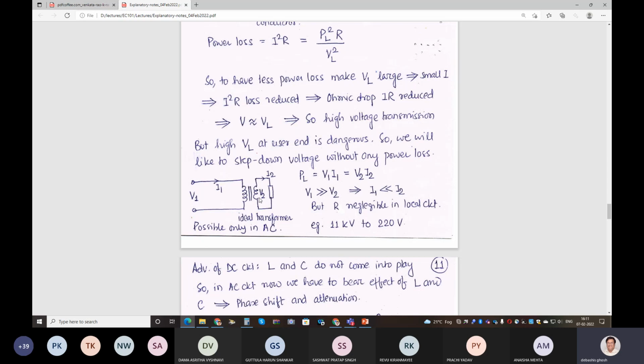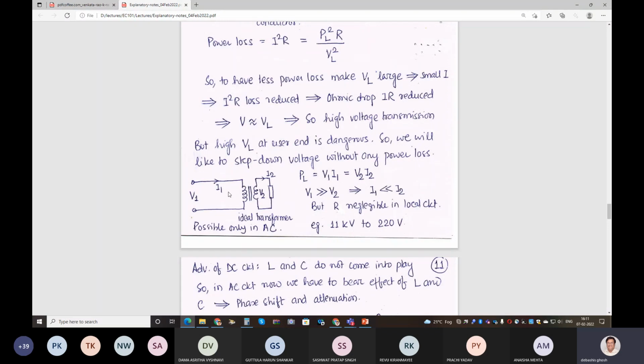If you require step up, then you have to do the other way. In step down, the number of turns on this side will be small, so your V2 will be small, but I2 will now be large, because V2 I2 should be equal to the power delivered, PL. I2 is large, but since this is a local circuit in your locality, the conductors here will be of smaller length, and hence they will not offer much power loss. The power loss will be small compared to the power loss in the long distance transmission of the power.